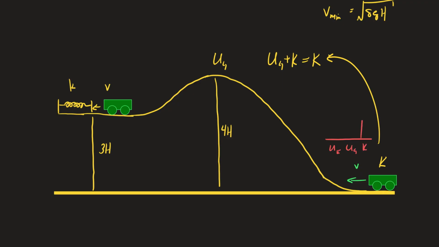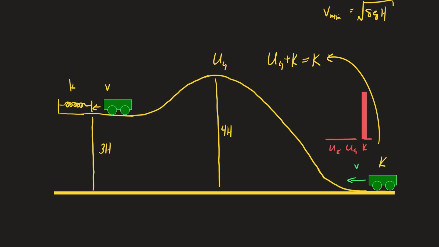At the bottom, it's a bar graph, and this is all the energy is in the form of, let me do this different. All the energy is in the form of kinetic at the bottom, right? So make a little bar there.